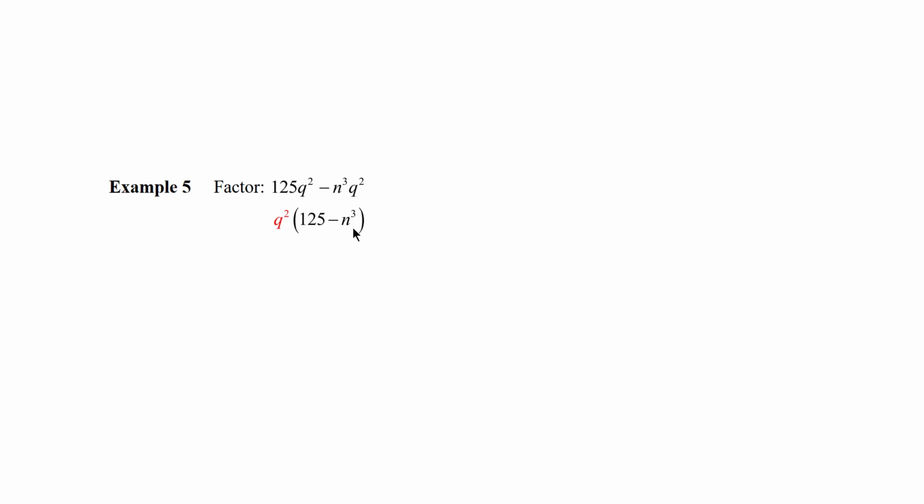You could see inside the parentheses we have a difference of cubes, so we factor this using the difference of cubes formula. First, we find our value for A, which is the cube root of 125, so A is equal to 5. Next, we find our value for B, which is the cube root of n cubed, so B is equal to n. Next, we bring down the q squared, and then we substitute our values for A and B into the difference of cubes formula.